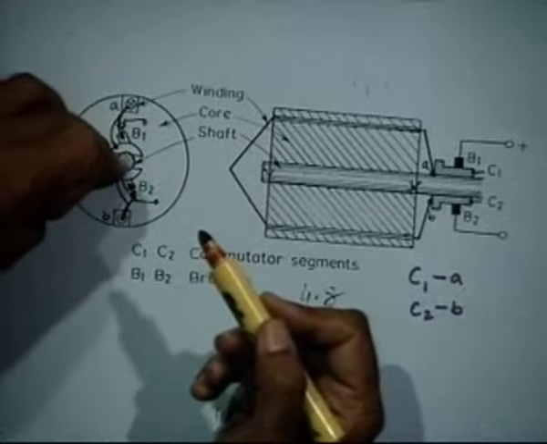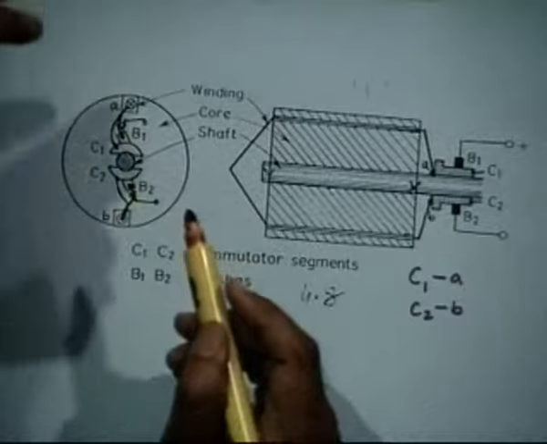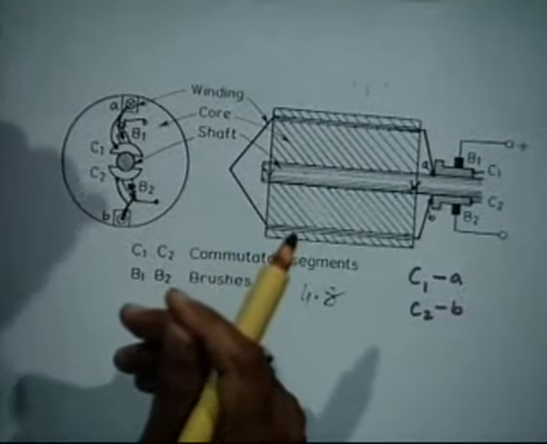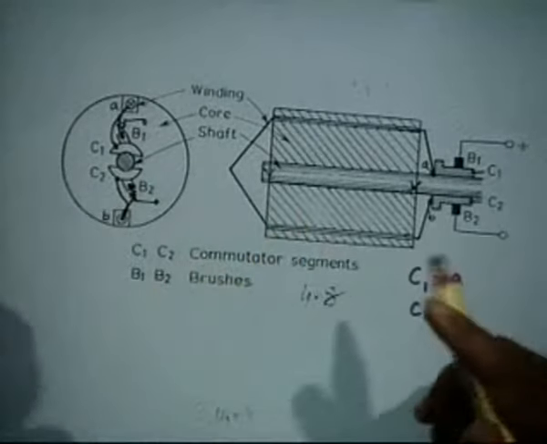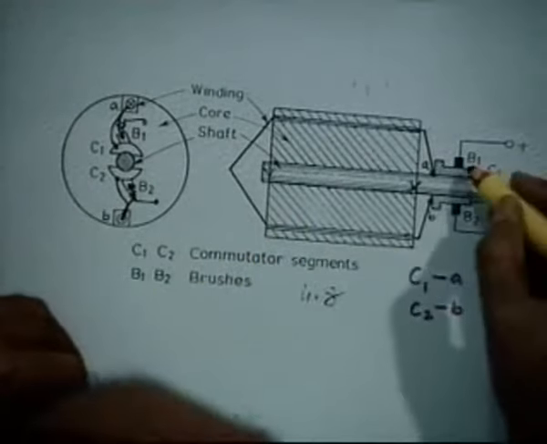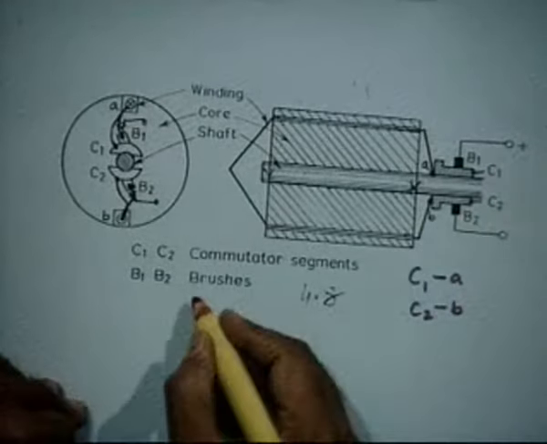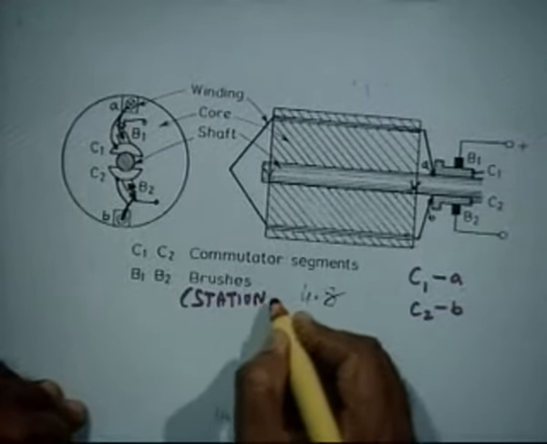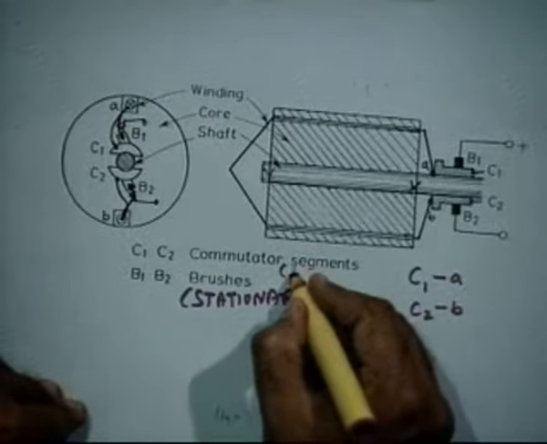And the commutator is tightly fixed to the shaft. So what are the things which are rotating? The core is rotating, coil is rotating, coil side is rotating, commutator is rotating, shaft is rotating. But what is not rotating? What is not rotating is the brush. So the brush is stationary, but the commutator segments are rotating.